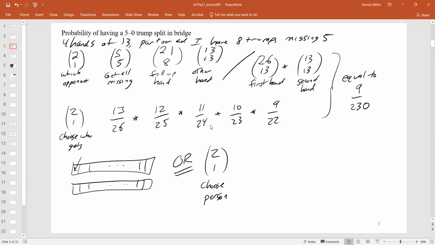50%. So each trump has a 50% chance of being in a person's hand. So it should just be times 1/2 to the 5th. 1/2 to the 5th is 1 over 32. So this is 1/16. And they're not equal.